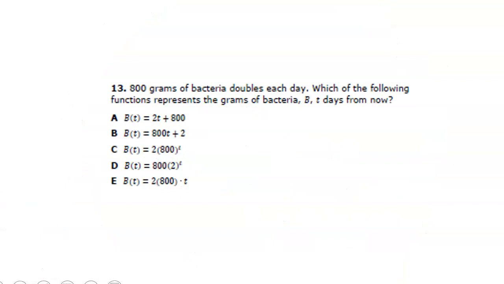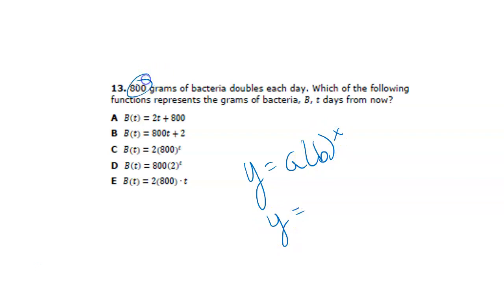All right, 13. 800 grams of bacteria doubles each day. Which of the following functions represents the grams of bacteria B t days from now? Exponential function. My initial value was 800 grams. It's doubling, which is times 2 to the t power. So 800 times 2 to the t would be D.